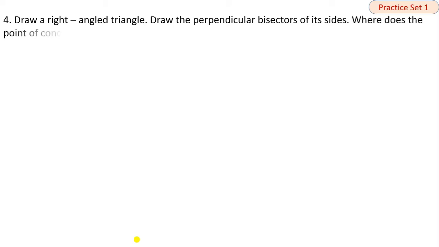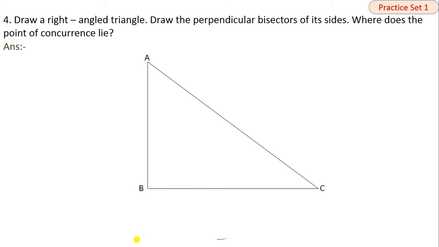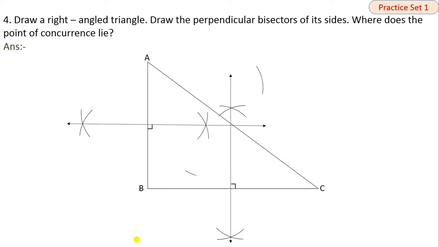Then question number 4 is here. Draw a right angle triangle. Draw the perpendicular bisectors of its sides and where does the point of concurrence lie. For this, draw a right angle triangle as we know. Then draw perpendicular bisectors of all three sides of the given triangle. The point of concurrence is here point I, and point I lies on the hypotenuse of the triangle.